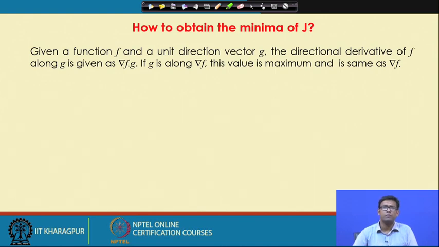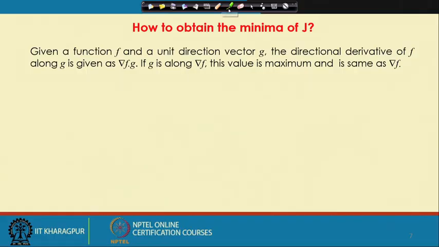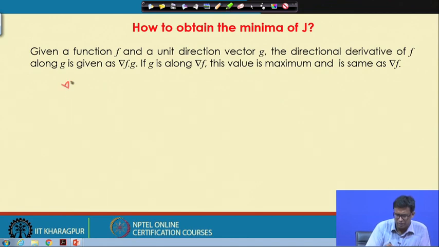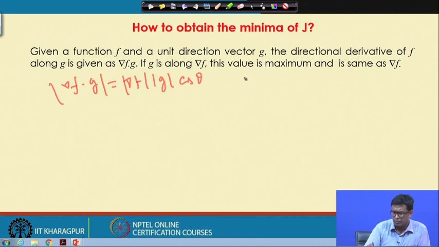So, gradient of f dot a unit vector in that direction is the maximum value of gradient of f dot g, and this value is the same as the magnitude of gradient of f. This is probably straightforward: gradient of f dot g is basically the magnitude of gradient of f into magnitude of g into cos theta. If theta is equal to 0, that means g is along grad f, and g is a unit direction vector, so mod g is equal to 1.